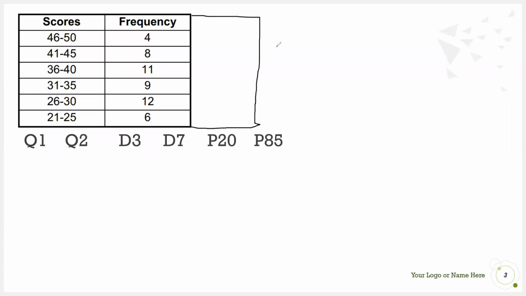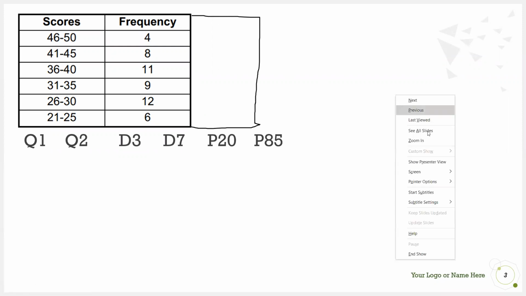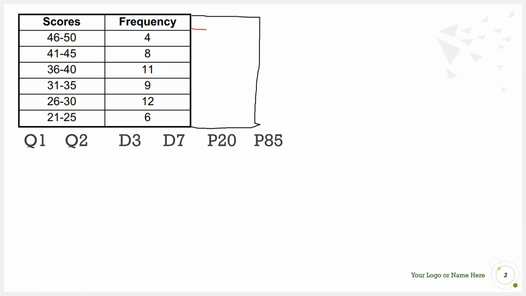Okay. Kumpletuhin muna natin ang table. Kumpletuhin natin yung table. Ang una natin ay the lower class boundary. So we have the lower CB. The lower CB or class boundary ay mahahanap natin kung titingnan natin yung mga lower limit. Ano yung mga lower limit natin? 21, 26, 31, 36, 41, and 46.